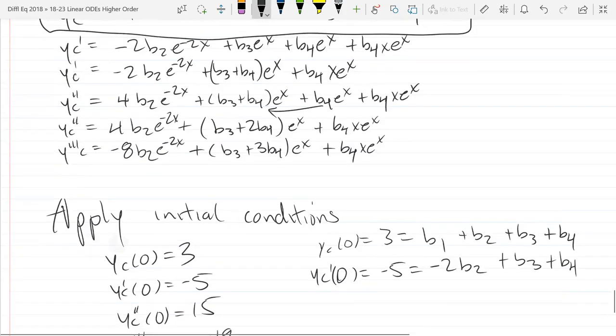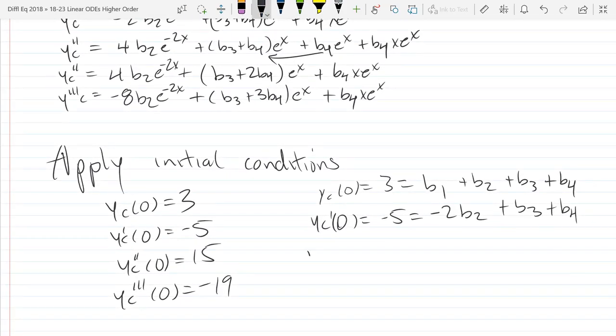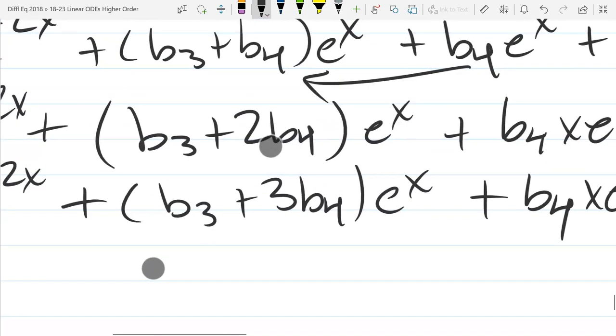All right, now I have all my derivatives. What I noticed is that this term's coefficient went up by one each time, because I grabbed another b4 from the product rule. So on that last one, I just skipped that step.